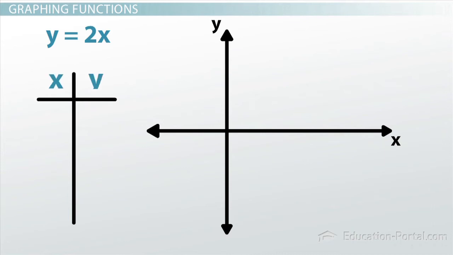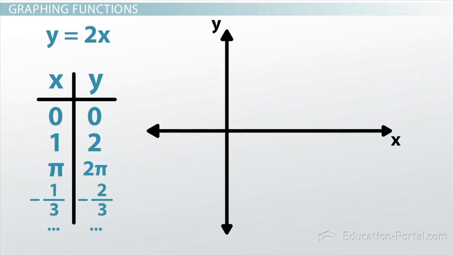So let's draw a few of these out. When x equals 0, y is 0. Well, that's at the origin. When x is 1, y is 2. When x is pi, it's still just a number, y is 2 pi. X is -1/3. Well, y is -2/3. All I'm doing is plugging in different values of x and seeing what y is. I can plot those on a graph. If I plot enough of these points, I can connect them with a smooth curve.